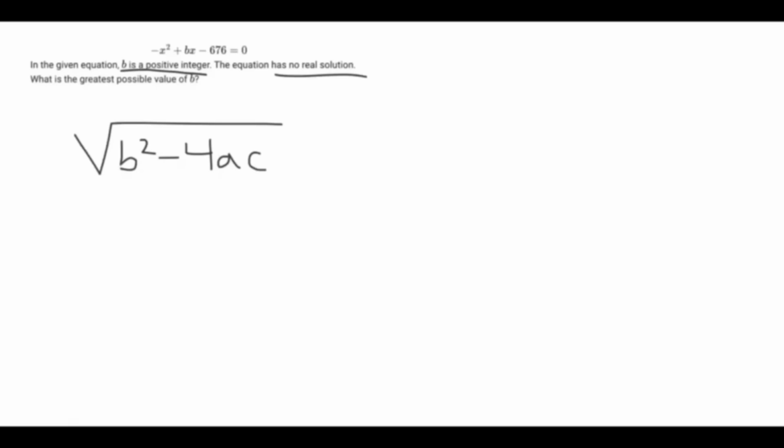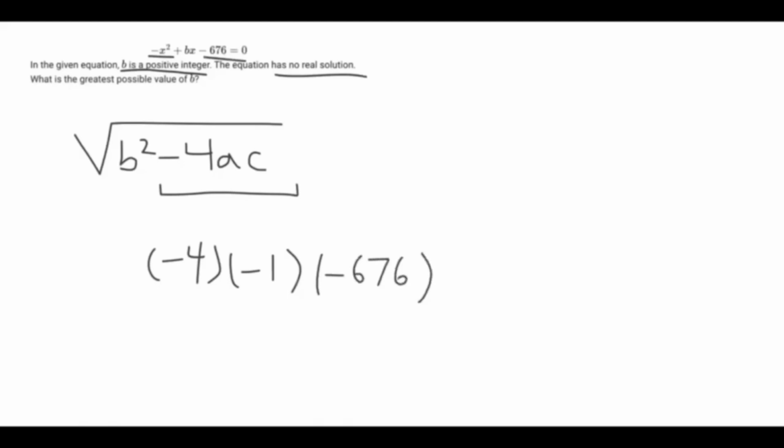In order for us to calculate this, we just need to know what this part right here, the negative 4 times a times c, is equivalent to, and then find a b value that is less than that, but the greatest possible value. I'll show you how to do that. Let's first calculate negative 4 times a, we know our a value is negative 1, times c, our c value is negative 676. And this will give us a value of negative 2,704.